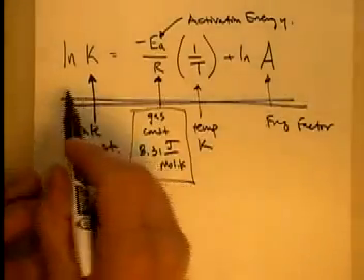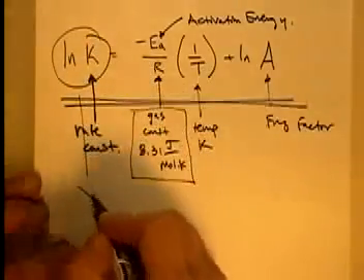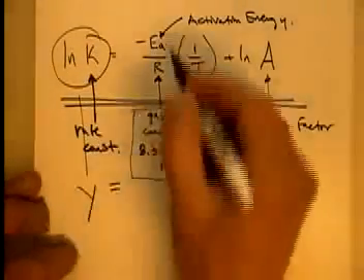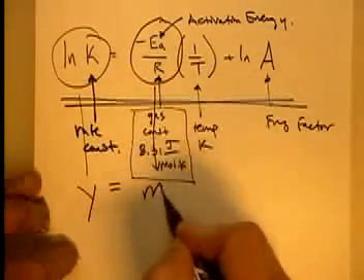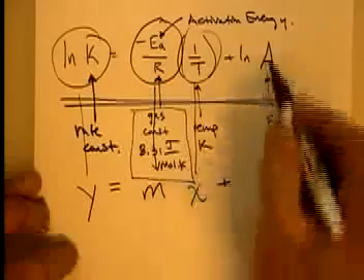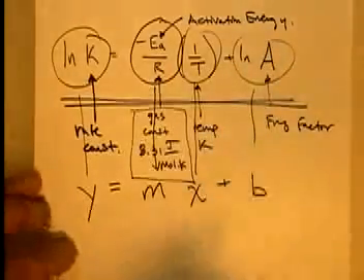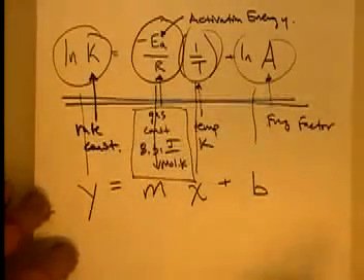Notice this equation is written in a specific format. This term right here is technically like a y. This term right here is m. This term right here is x. And this term right here is b. This equation is written in the form of y equals mx plus b, or a straight line.